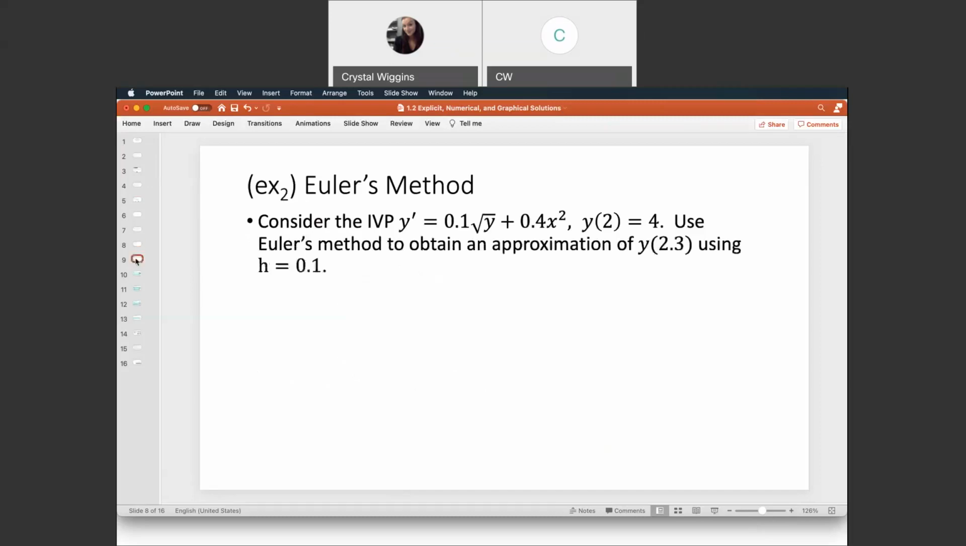So let's try one together. Let's consider the initial value problem. y prime is equal to 0.1 times the square root of y plus 0.4 times x squared, with an initial point to start at being y of 2 equals 4, or the point (2, 4). We want to use Euler's method to obtain an approximation at 2.3 using a step size of 0.1. So that means we will have to do 2.1, 2.2 before we can get to 2.3. So notice I'm stepping up the x value by 0.1 every step that we take.